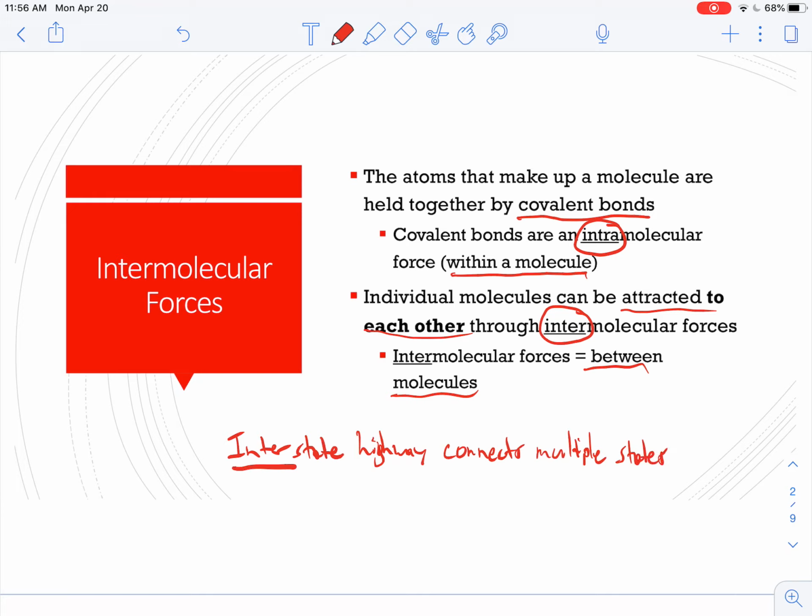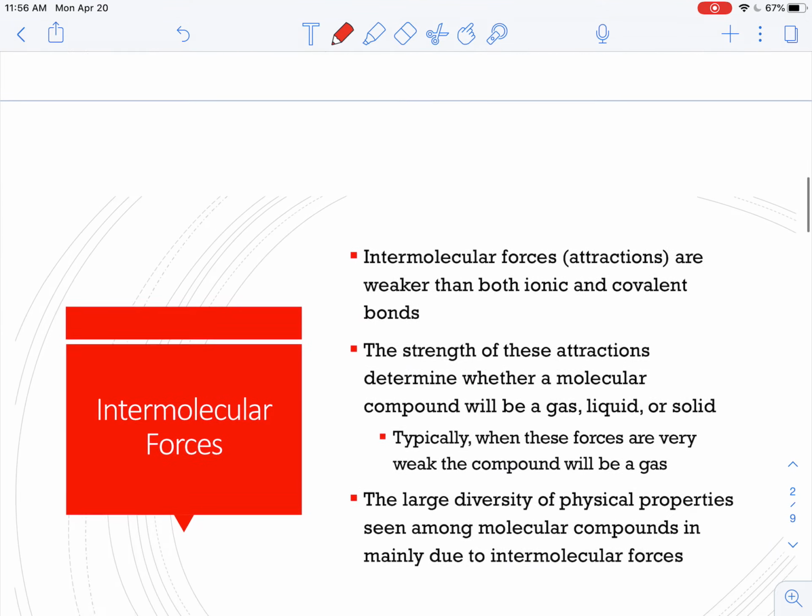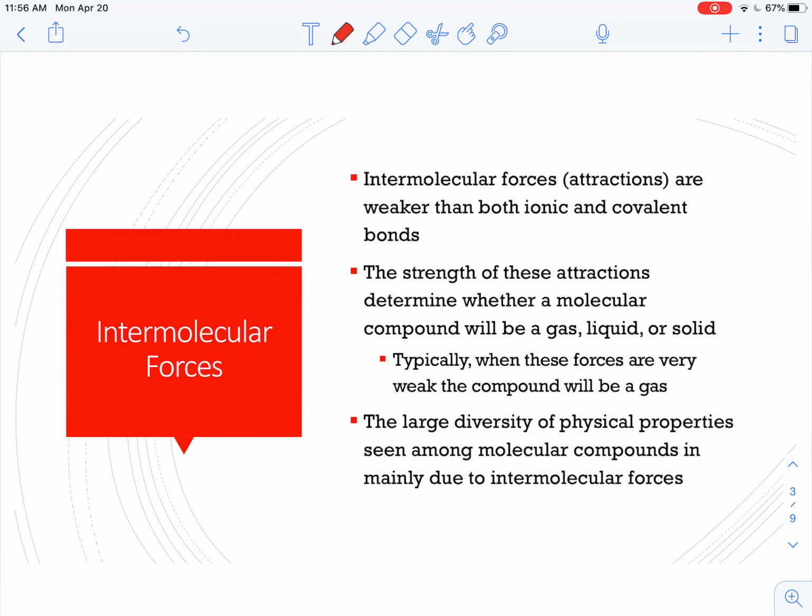The same way that our intermolecular forces are what are going to allow individual molecules to be attracted to each other. So the reason why our intermolecular forces, also called intermolecular attractions in your textbook, are important is because they give rise to many of our properties we'll look at. One thing we know about these intermolecular forces is that they're going to be much weaker forces than our ionic and covalent bonds we studied previously.